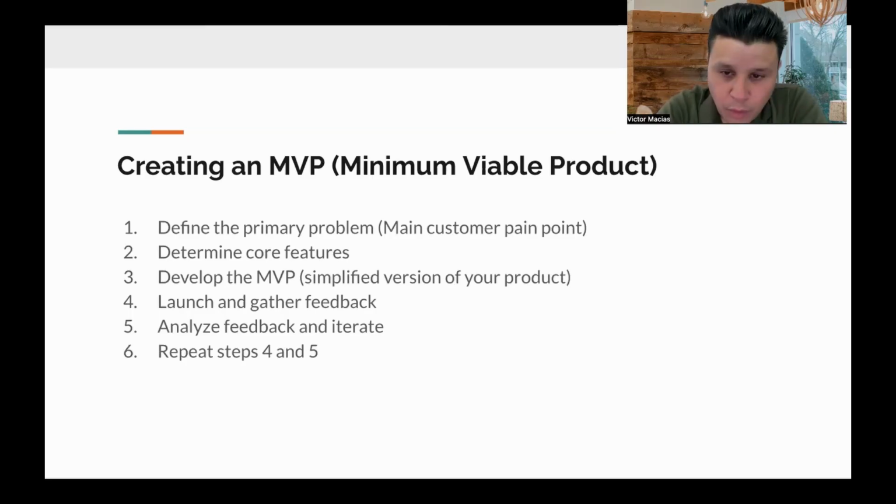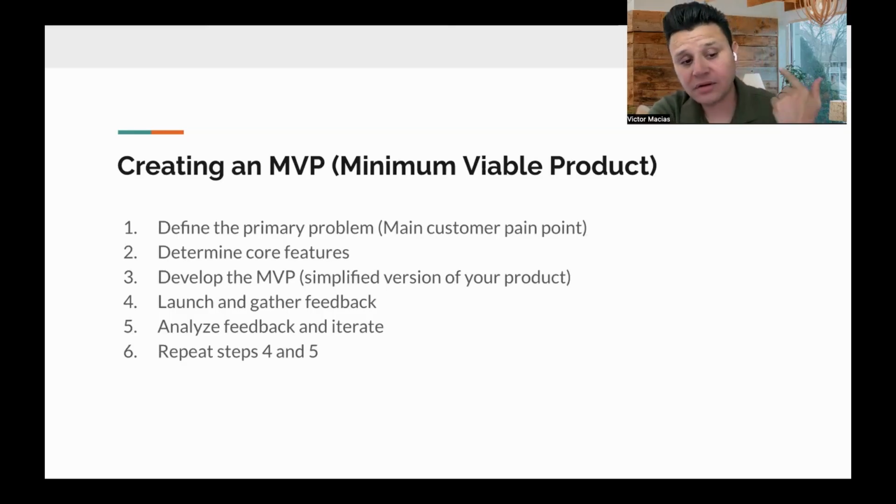Now I worked through a process of creating this and then going to my customers and seeing if they actually want it. So that's when I launch, I gather feedback, and then how do people respond? I can tweak. Do they even want a chip? Do they want different flavors? What do they value? What do they not? I analyze the feedback and I iterate and I repeat steps 4 to 5. So problem, core features, develop the MVP, launch and gather feedback, analyze feedback, and then we repeat the cycle.